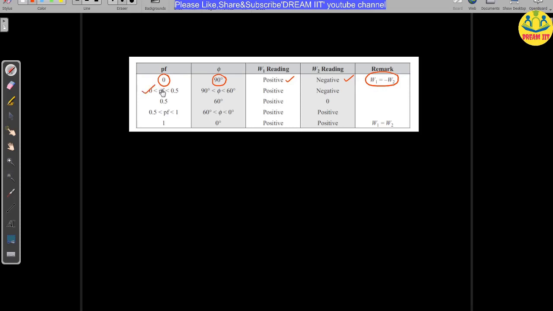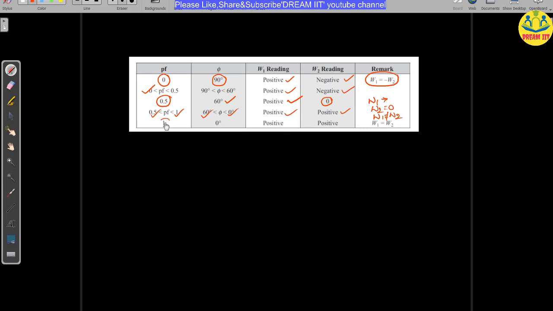Whenever your power factor range is between 0 to 0.5, that is the angle is 90 to 60 degrees, W1 is positive and W2 is negative. But when the power factor is exactly 0.5, the phase angle is 60 degrees, that is cos 60 is 1 by 2, one reading is positive and the other reading is 0. That means W1 is only present and W2 will become 0. And when the range of the power factor is 0.5 to 1, that is 60 to 0 degrees, both readings will be positive.